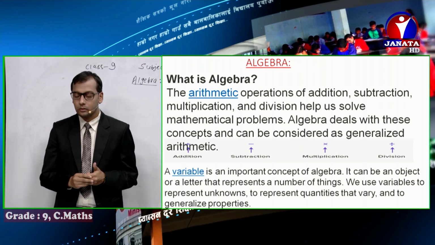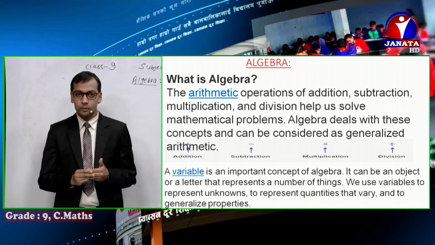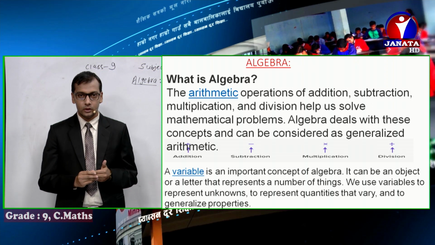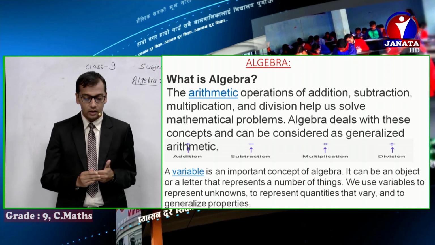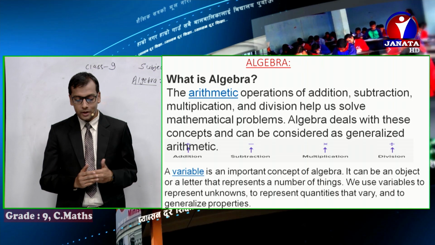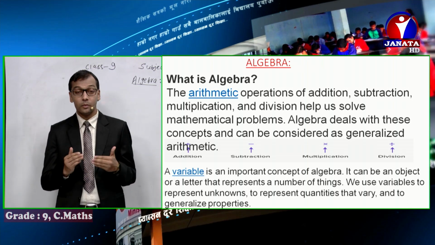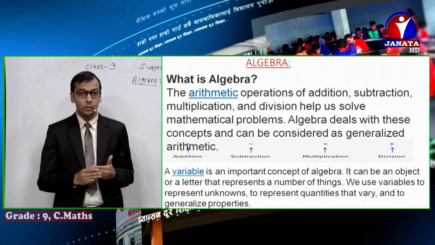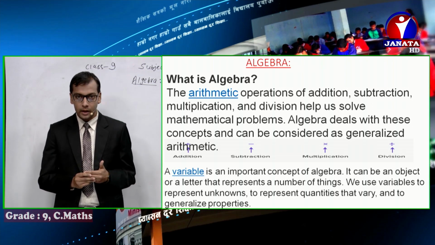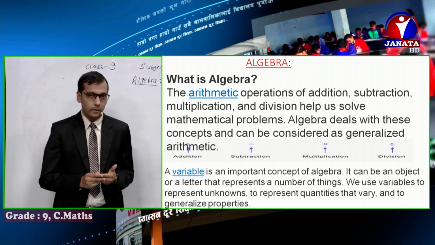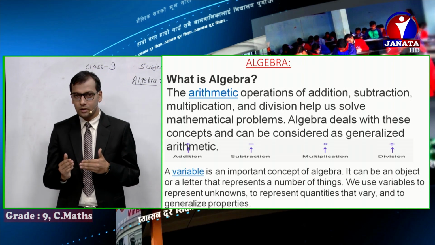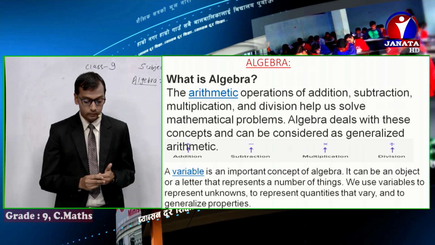It talks about mathematical operations. There are different operations in math: addition, subtraction, multiplication and division, and with the help of these mathematical operations we solve mathematical problems. And there is a connection of algebra in other parts of mathematics as well.